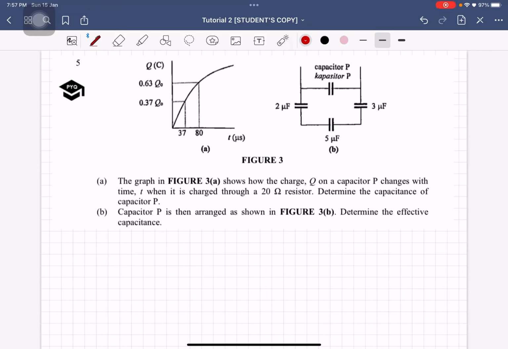Question number 5, we have a graph which shows how the charge on a capacitor P changes with time. It is charged through a 20 ohm resistor. So the resistor is 20 ohm. We have to determine the capacitance of capacitor P.